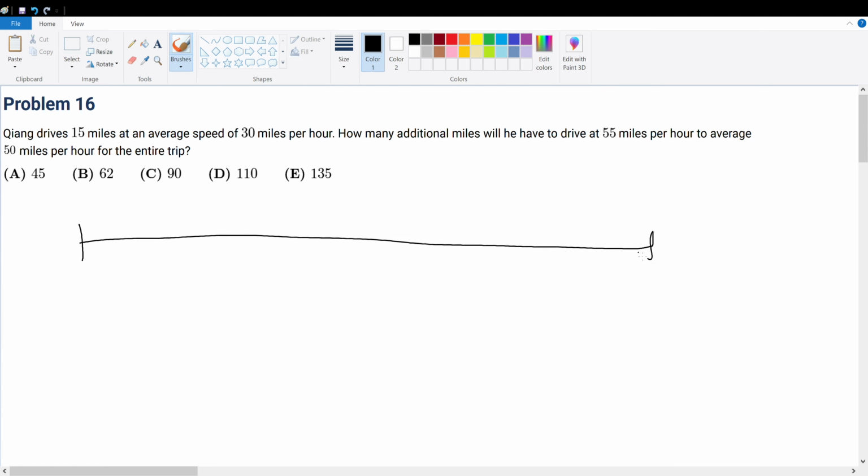This is all the distance he travels. Kwang drives 15 miles at an average speed of 30 miles per hour. So this is 15 miles, right? And this is 30 miles per hour. How many additional miles must he drive at 50 miles per hour? So this is x number of miles. But then at 55 miles per hour to average a 50 mile per hour trip for the entirety.